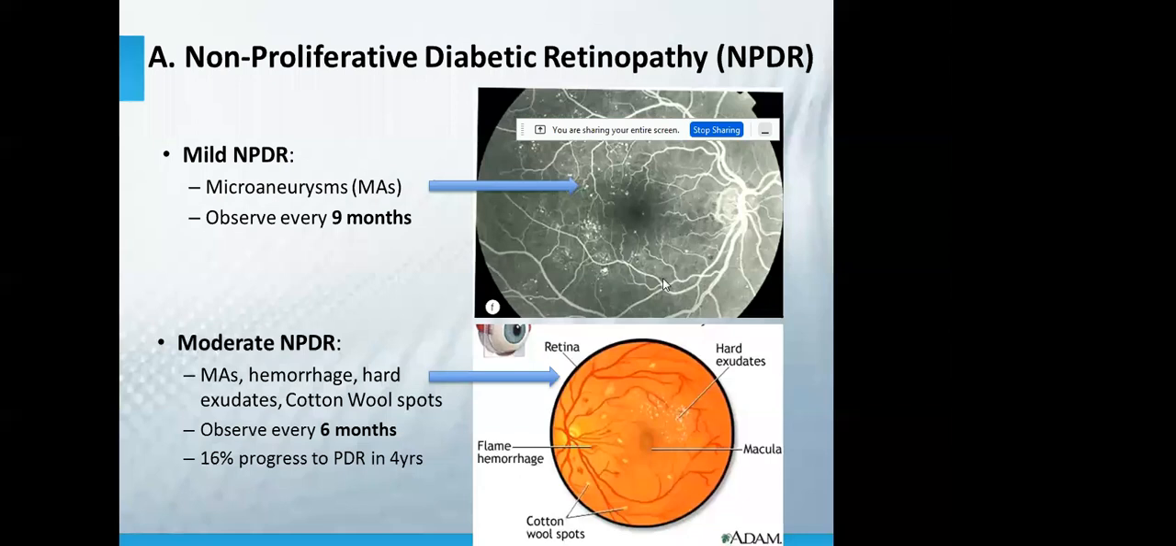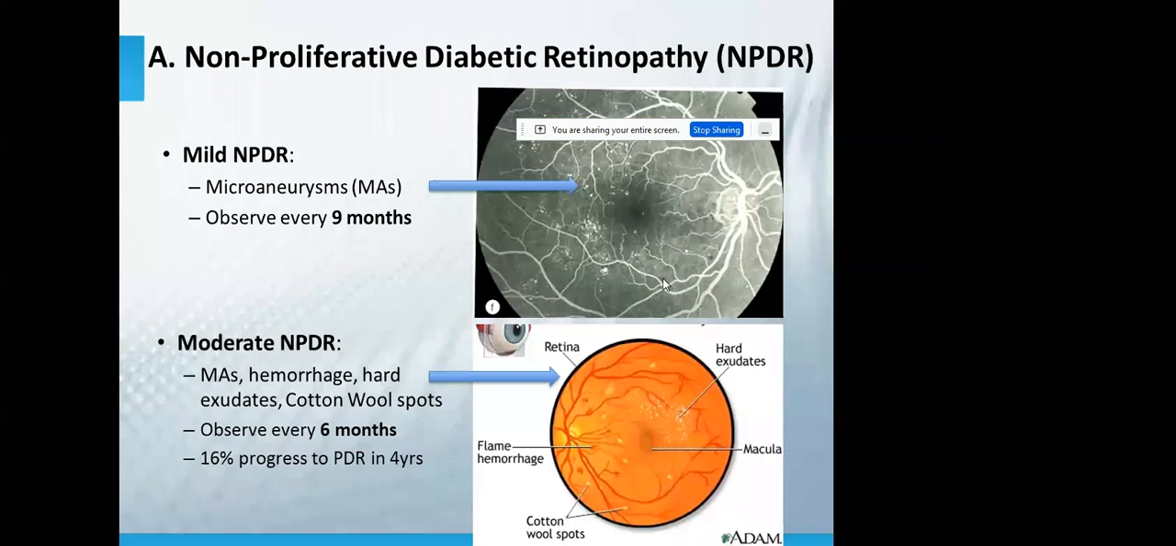Now, what is non-proliferative? What do we actually see on the retina? For the mild one, we see what I told you is called microaneurysm, just outpouching on the blood vessels. This is a mild form. We don't worry too much, but the patient is advised to take care of the sugars and come every 9 months, hoping that it will not advance to the next stage.